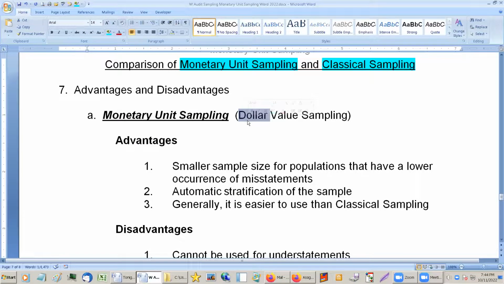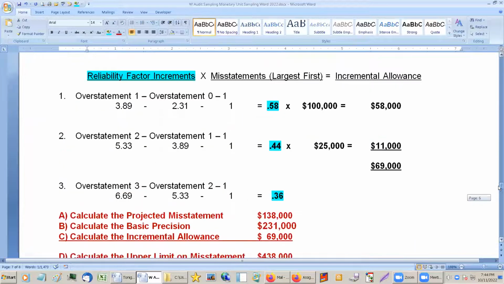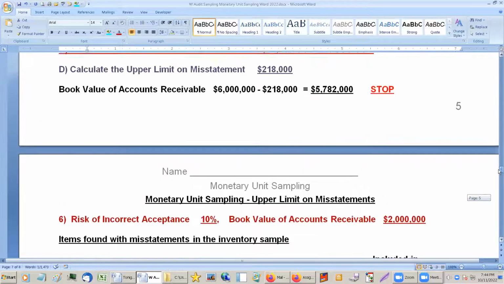Dollar is a US monetary amount, whereas monetary could be anything: euros, British pounds, Australian dollars, whatever. But there is a beauty to it that I don't think I mentioned.